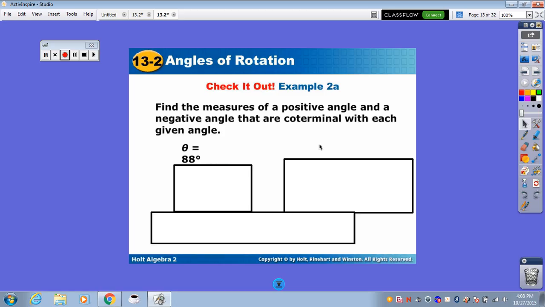It's your opportunity now to find a positive angle and a negative angle that are coterminal with this theta of 88 degrees. We'll have other examples on the next couple pages. Pause the video, resume when you're ready to check your work.